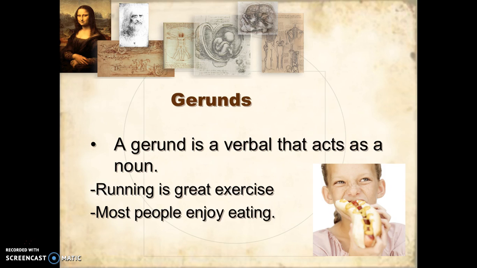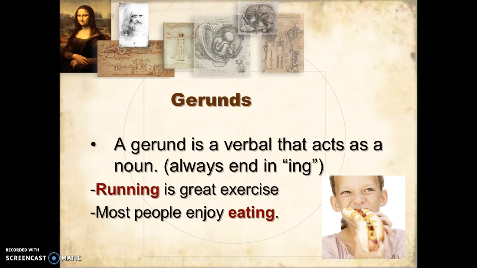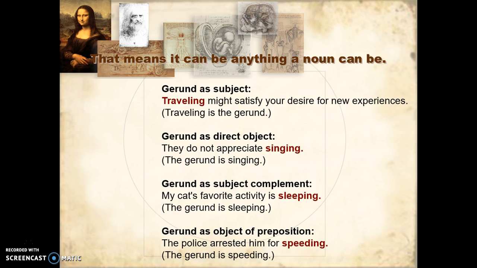Close your participle flap. Gerunds. On the front of your gerund flap, write a verbal that acts like a noun. Examples: running is a great exercise, and most people enjoy eating. You don't have to write either of those down. There they are. Okay. You do need to know that they can be a subject.